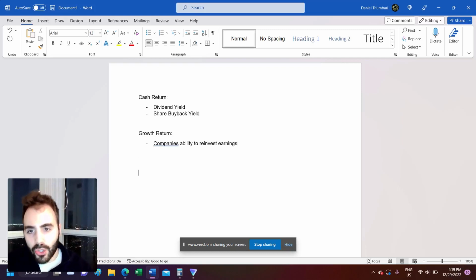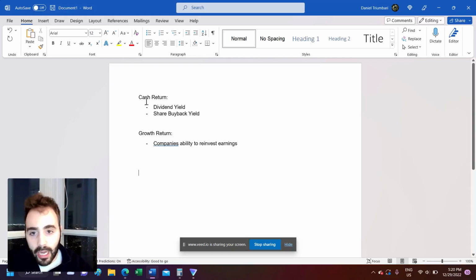So the combination of our cash return and our growth return will give us our return rate as investors. What we're looking to see is, if we buy Google today, what is the likely annualized rate of return that we can expect over the next, let's say, 10 years? The first thing we need to look at is our cash return, which is our dividend yield and our share buyback yield.